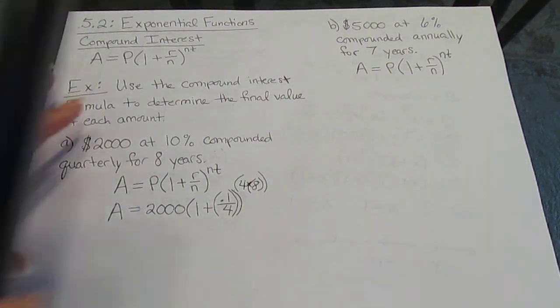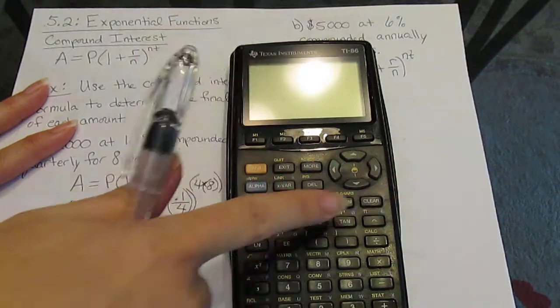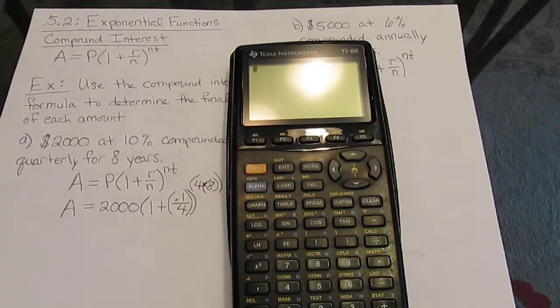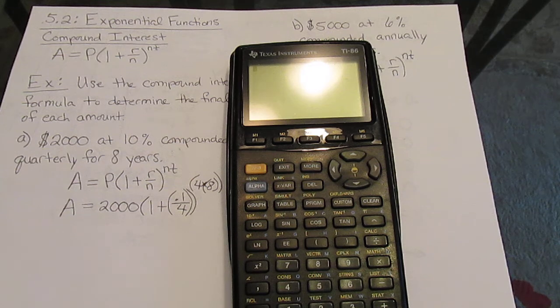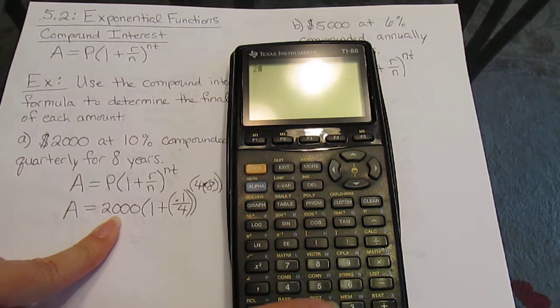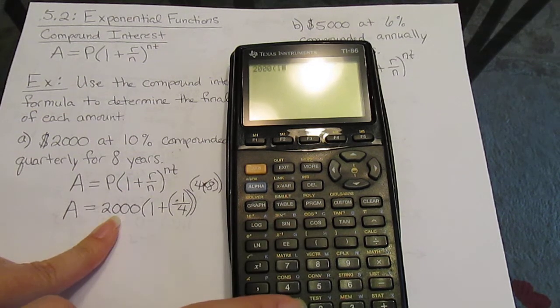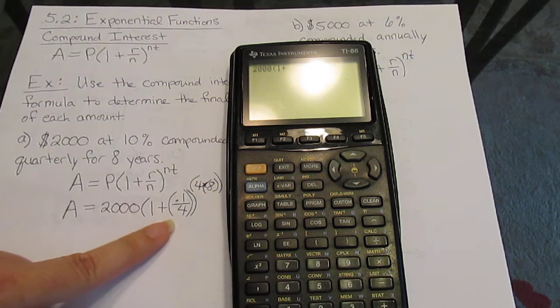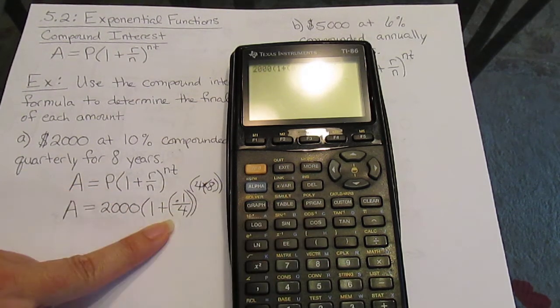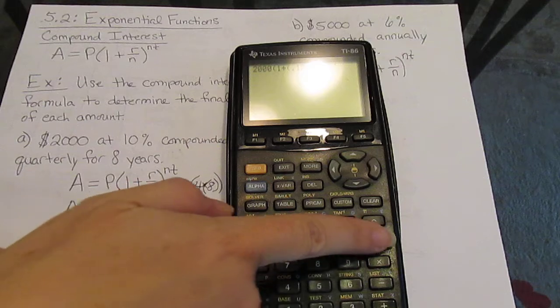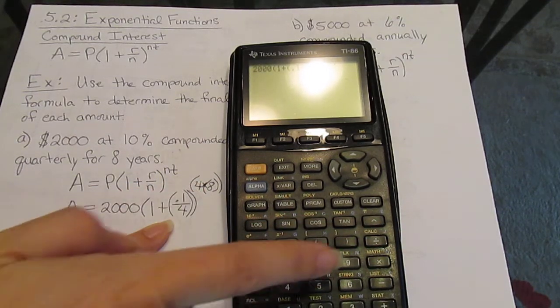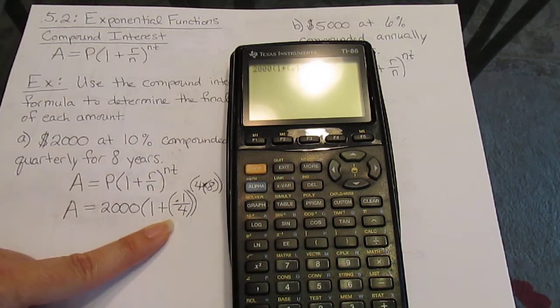So let me show you how I would put it in my calculator. And I know we all have different calculators, so try it in your calculator. If you don't get the right answer, feel free to email me, or if you can, talk to me in class about it. Okay, so I'm just going to start punching it in. I've got 2,000, and then I've got parentheses, 1 plus parentheses 0.1 divided by 4, and I've got to close 2 sets of parentheses.